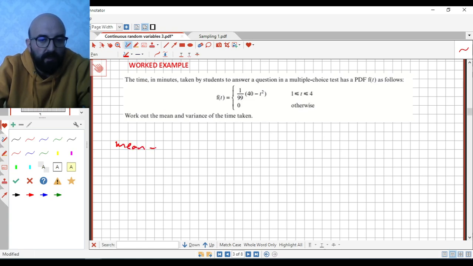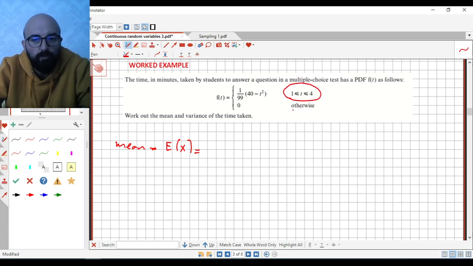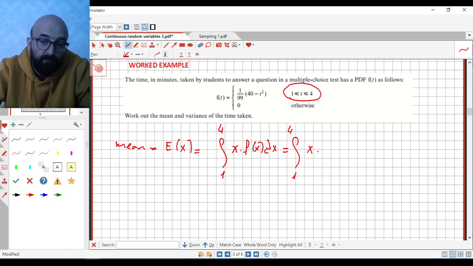Mean also means the expectation of x, and our boundaries are 1 to 4. So the integration from 1 to 4 of x multiplied by f(x) dx. But our variable is called t, so I should write t multiplied by f(t) dt. So t multiplied by 1 over 99 multiplied by (40 minus t square) dt.